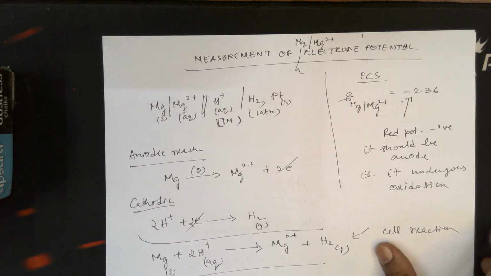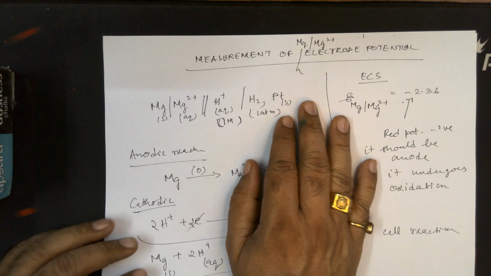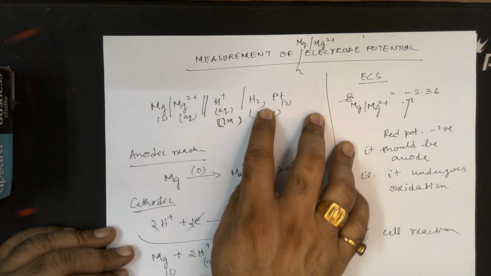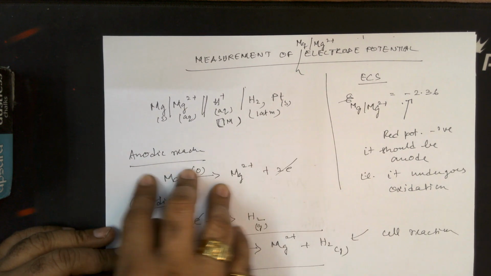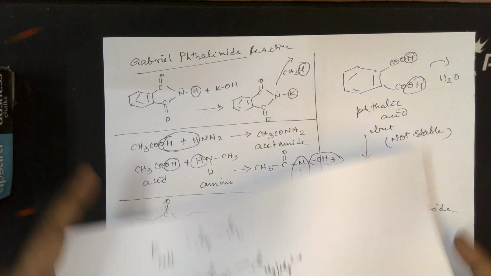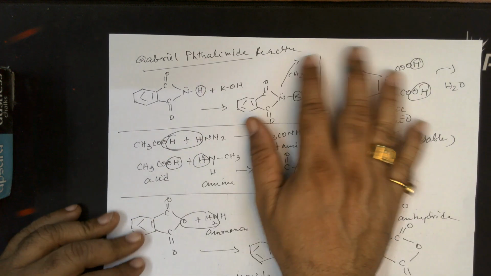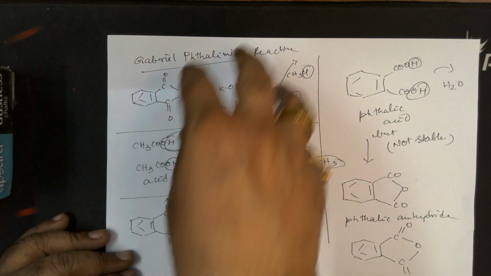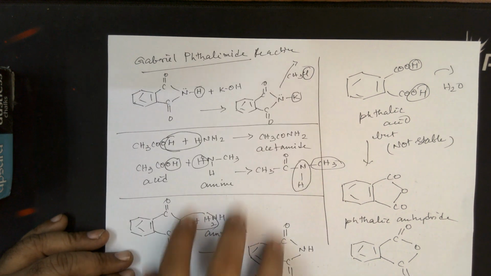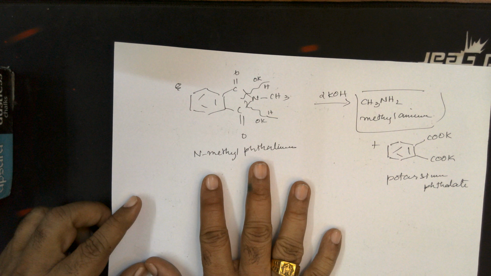Okay, and I'm talking about electrochemistry, where I have indicated the cell notation, then what is the meaning of anodic reaction and the cathodic reaction, then I have put the standard values here. Likewise, I am explaining Gabriel phthalimide synthesis. So this is the key, I mean the main reaction, and these are all the side nodes. Okay, right.